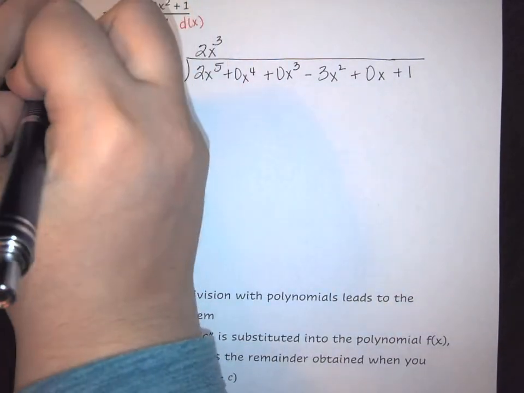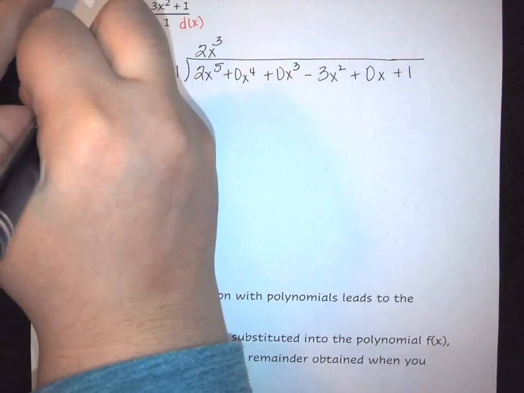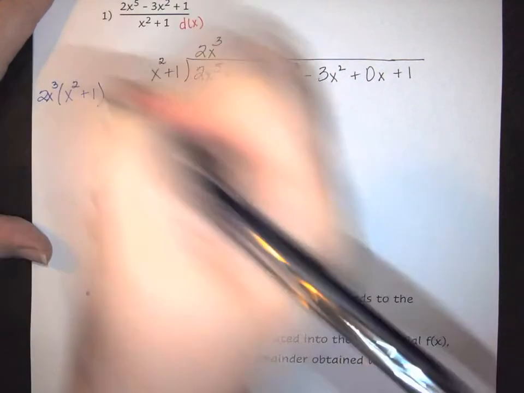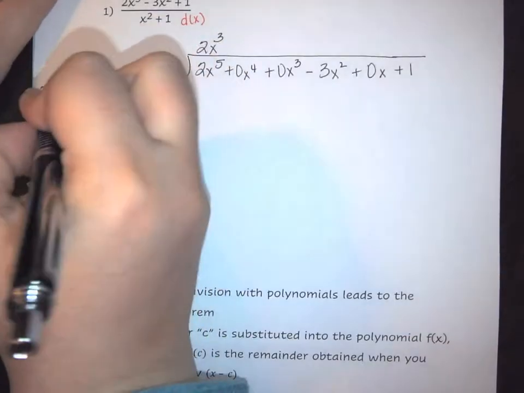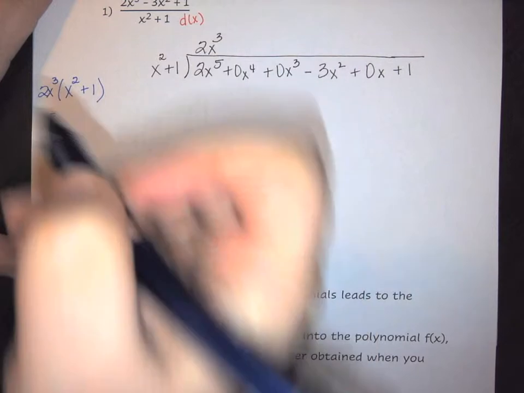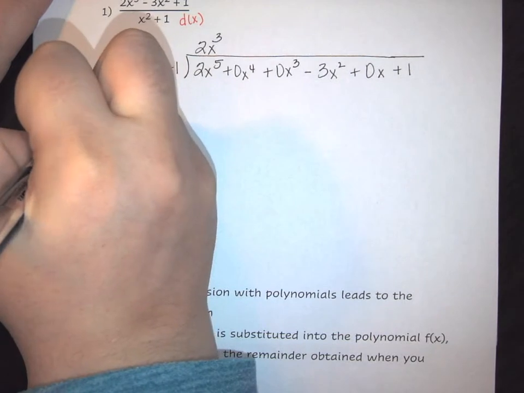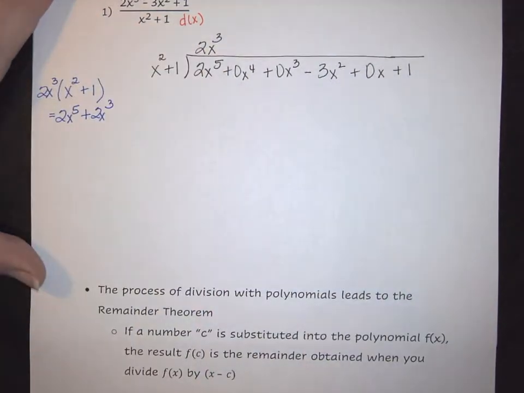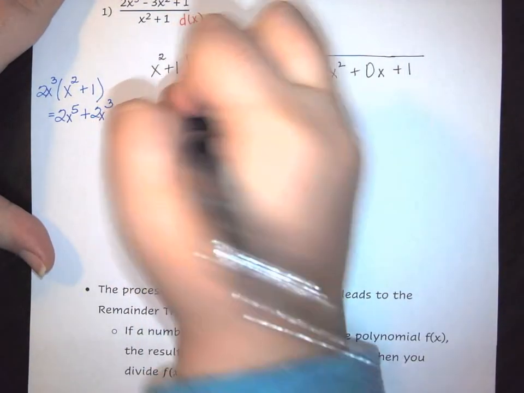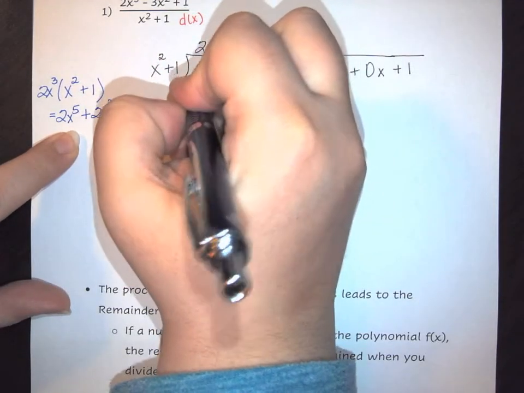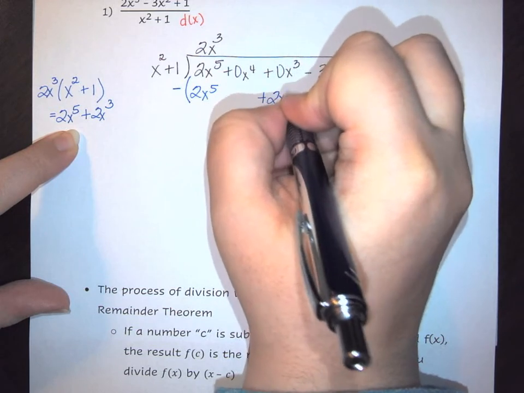So I'm going to take my 2x to the third, and I'm going to multiply it by my entire divisor, x squared plus 1. And I'm going to go ahead and multiply that in. So here I've got 2x to the cubed times x squared is 2x to the fifth, and then 2x cubed times 1 is going to be plus 2x cubed. So I'm going to go ahead and subtract, but I'm going to open a parentheses and I'm going to write what I found. So this is 2x to the fifth, and then plus my 2x to the third.